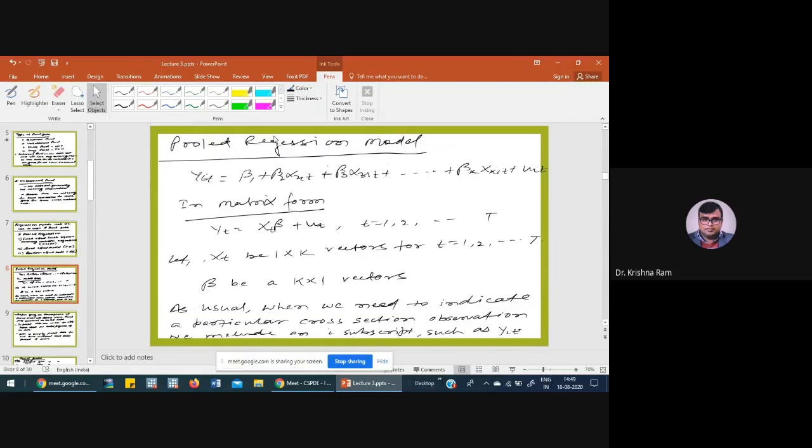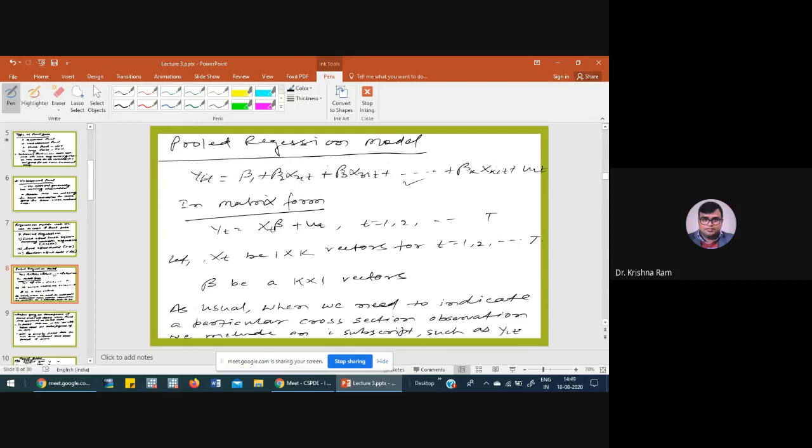So let's do the pooled regression model first, because it is easy to do. It doesn't require much understanding of panel data regression models. It is just like the OLS regression model. So this one is our regression model.